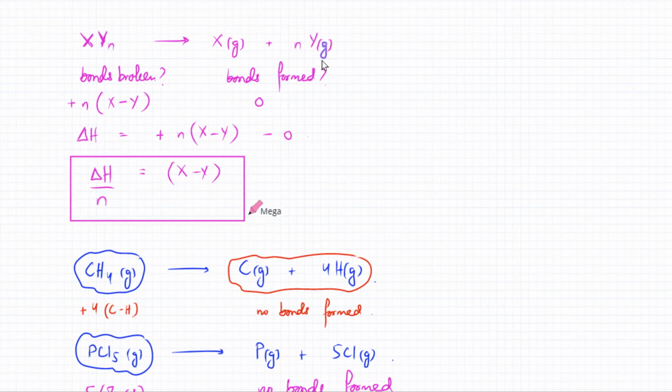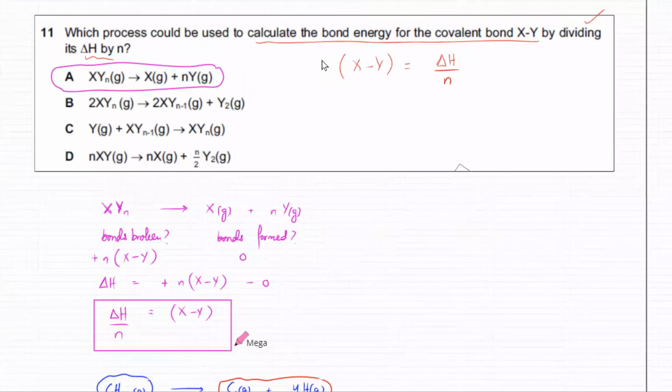In the question, he had specifically asked for the bond energy of the covalent bond XY, which can be found by dividing delta H by N, and we got the right expression. So is this point clear? Yes. Okay, so that's going to be our answer because this is what he was looking for.